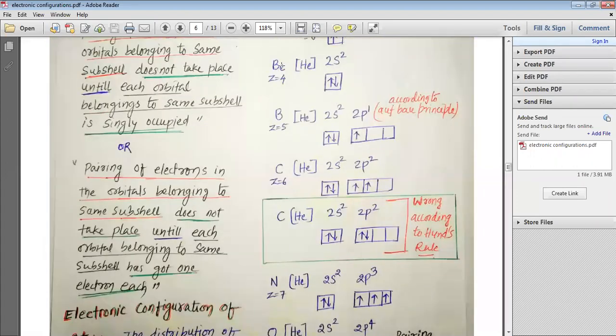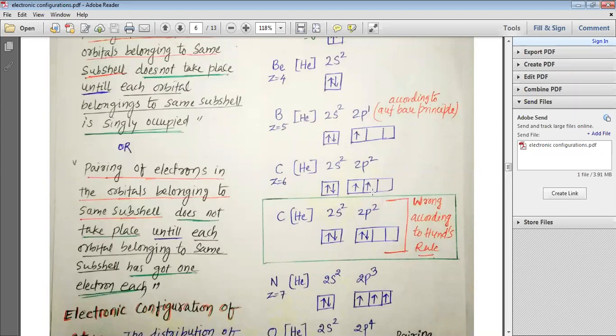Now it goes to boron, atomic number 5, [He] 2s2 2p1. So the first electron goes to the 2p and it is singly occupied. The second electron, in carbon, Z = 6, [He] 2s2 2p2. So these two electrons are filled in both orbitals with the same spin, my dear students. No pairing takes place. All the electrons are filled with the same spin.